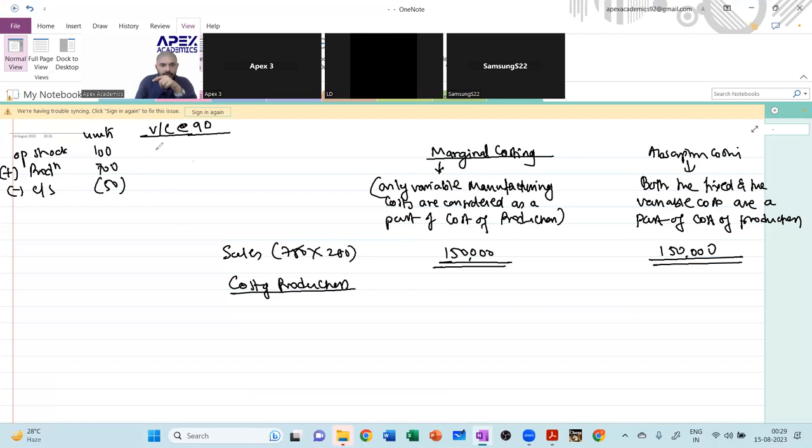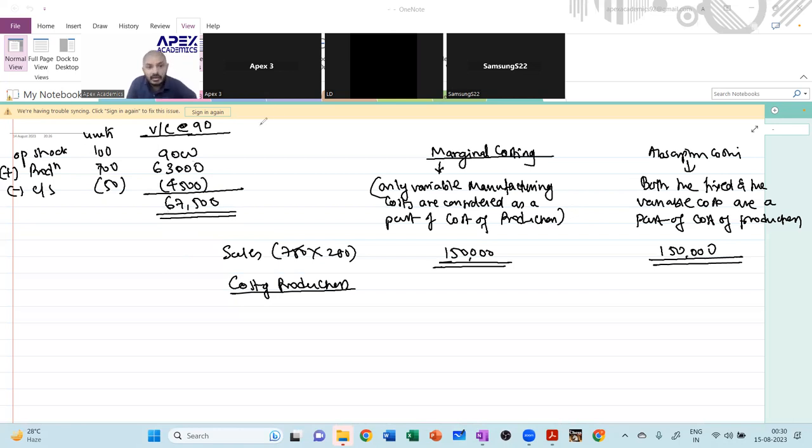So 100 into 90 is how much? 9,000. 700 into 90: 63,000. Correct? And less 50 into 90, which is how much? 4,500. Sir, why less? It is closing stock. So 63 plus 9 minus 4.5. What is the answer? 67,500.